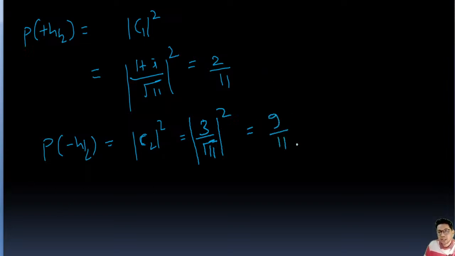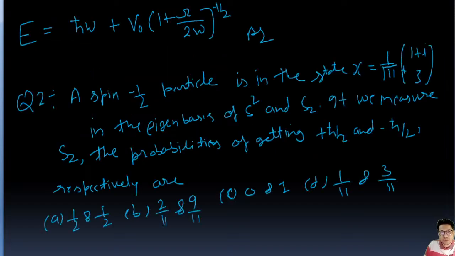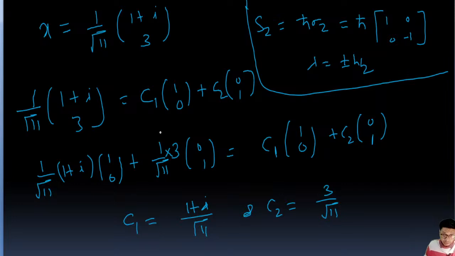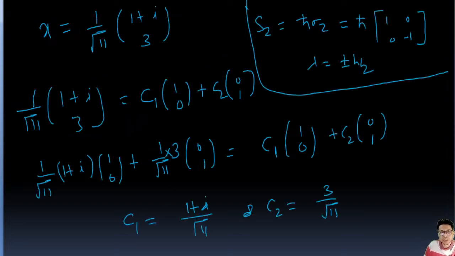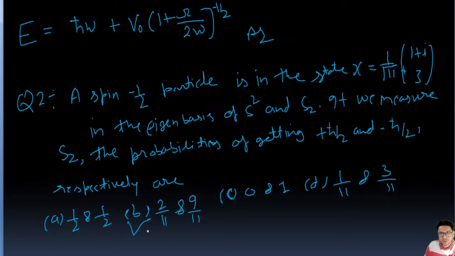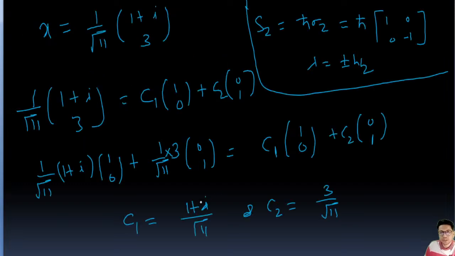So therefore 2 by 11 and 9 by 11 is the correct answer. So which option is matching? The option number B is matching. Okay, so option number B is the correct one, guys. Very simple question, and now you understood how we are going to solve this type of question. Similar questions I have solved in my previous PYQ lectures, so you can check them as well. So option B is the correct answer for this question. Okay, so next question, question number 3.